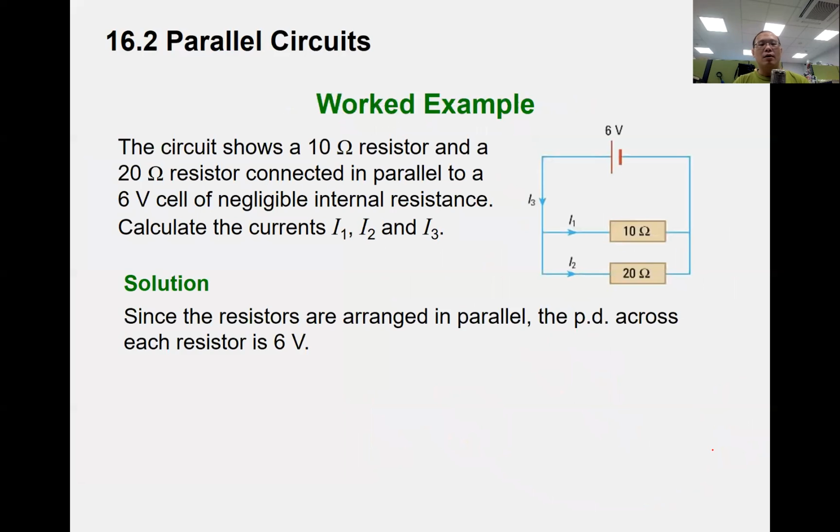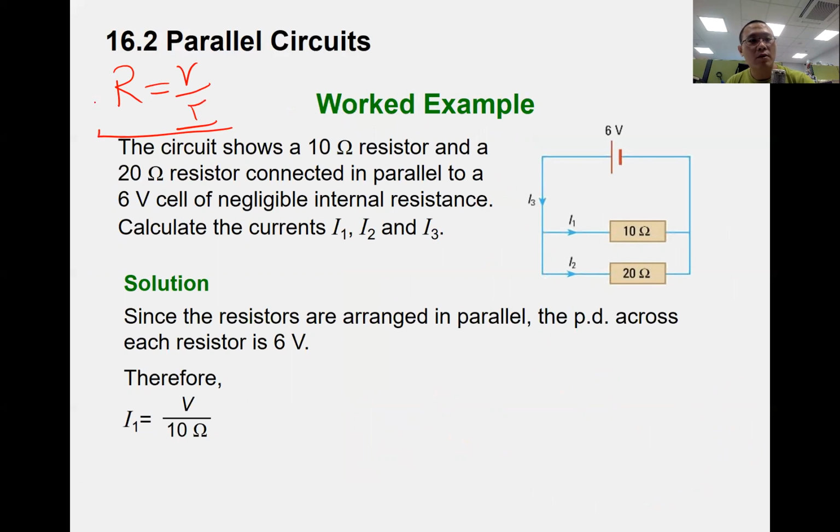Now, how do you look at it? We use the basic formula. One of the formulas from the previous topic that we need to draw back on is R equal to V over I, or sometimes we rearrange it to become V equal to IR, which is what we call Ohm's law. In this formula, we look at the arrangement first. Before we look at the math, we look at the arrangement of this circuit.